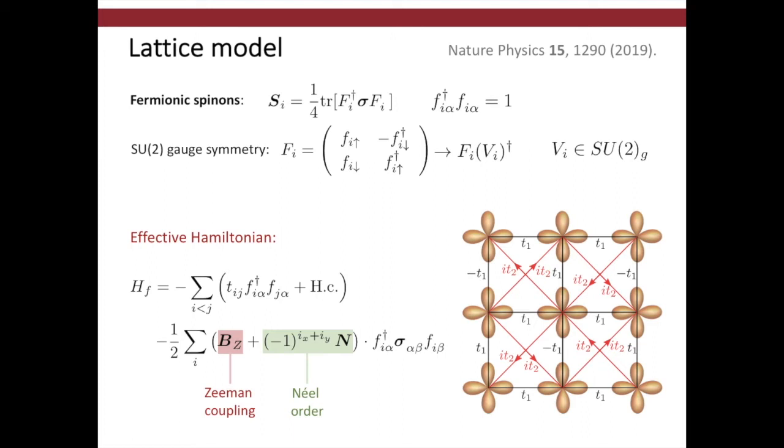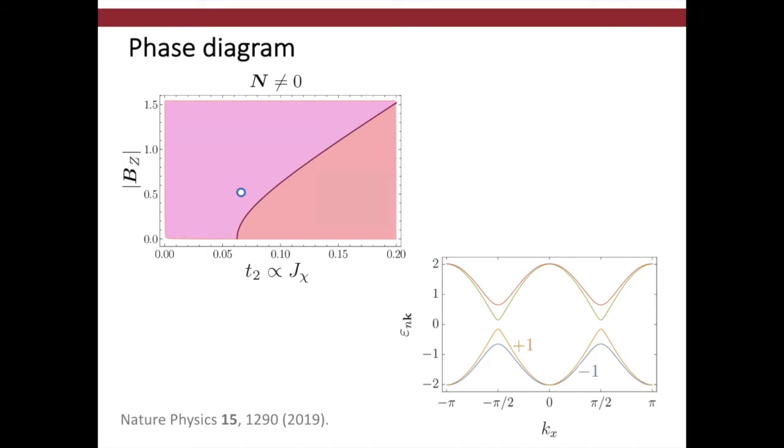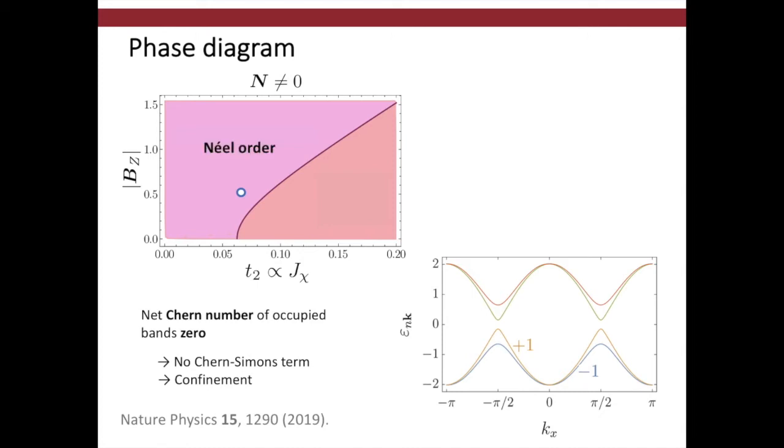Let us next discuss the resulting phase diagram of this model, which is shown on this slide as a function of orbital magnetic field and Zeeman coupling at constant non-zero value of the Néel order parameter. You can see that there are two phases, and to understand their properties, let's take a look at this one-dimensional cut of the spinon band structure for parameters corresponding to the blue dot in the phase diagram, where I also indicate the Chern numbers of the occupied bands. In the present case, the net Chern number of the occupied bands is 0. Therefore, the effective action of the gauge fields does not contain a Chern-Simons term, leading to confinement at the longest length scales. Consequently, this phase is just a conventional Néel state.